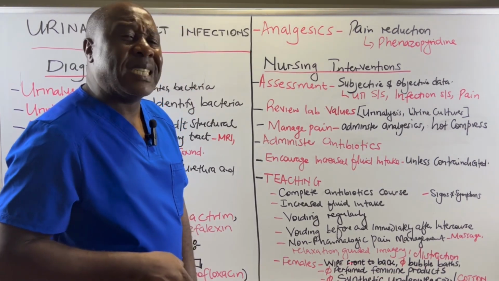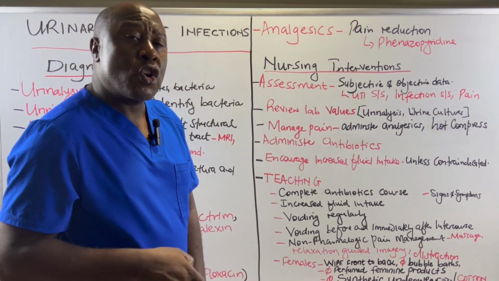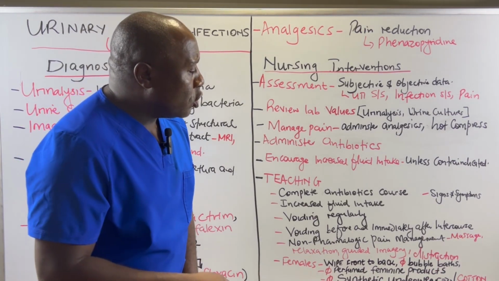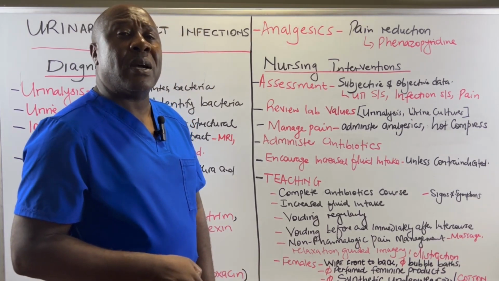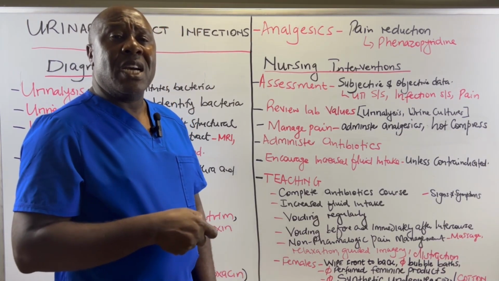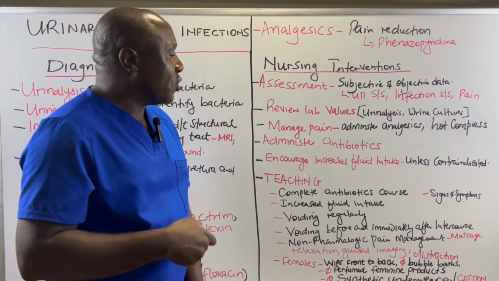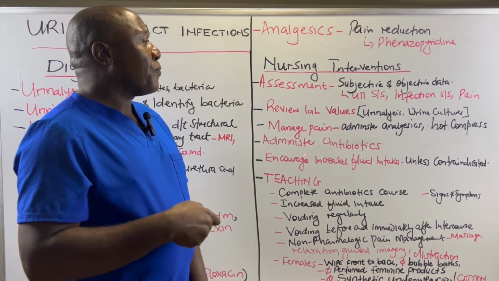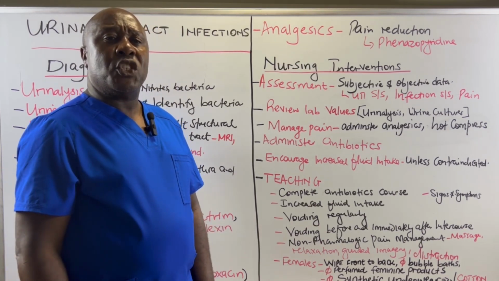They should also avoid tight underwear, because that's a ground for growth of bacteria. Instead, they should consider using cotton underwear, which does not trap moisture, and as such, it doesn't provide ground for the growth of bacteria. So these are the interventions that nurses can actually undertake when caring for patients with urinary tract infection.